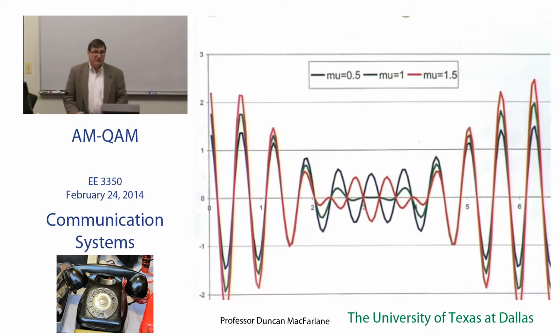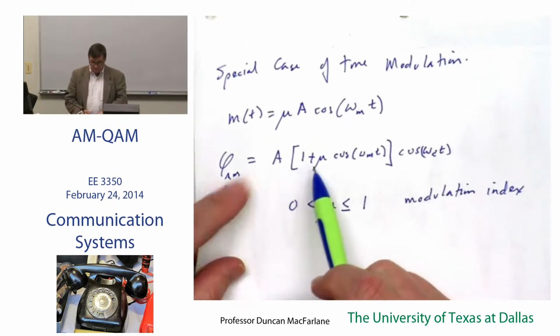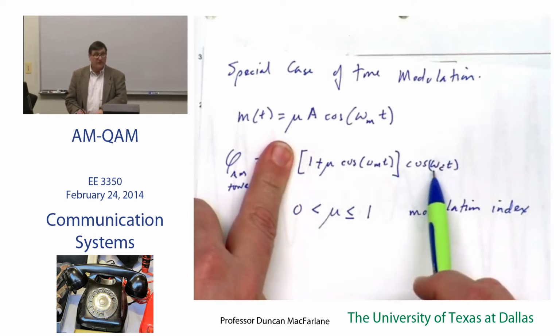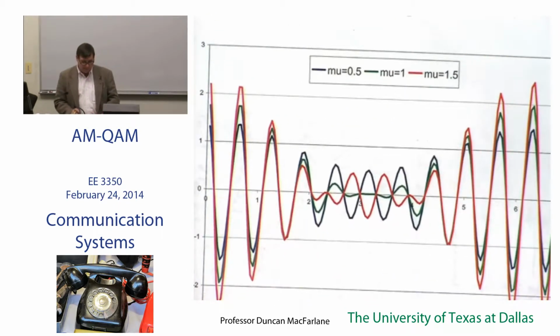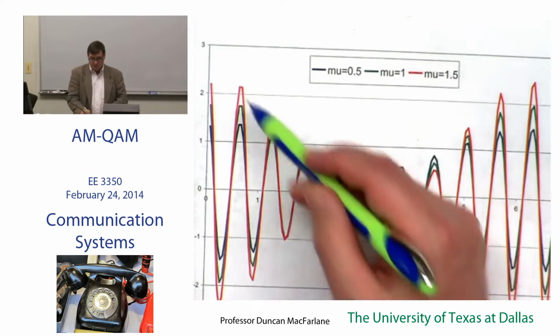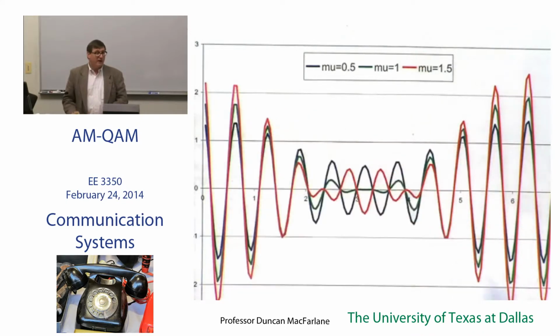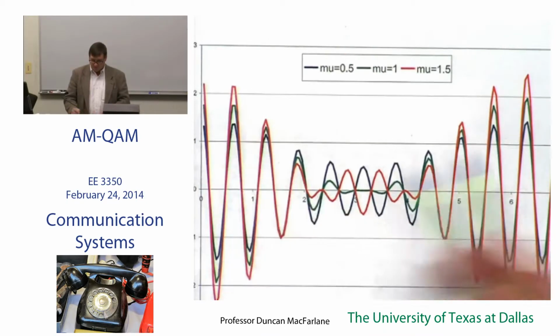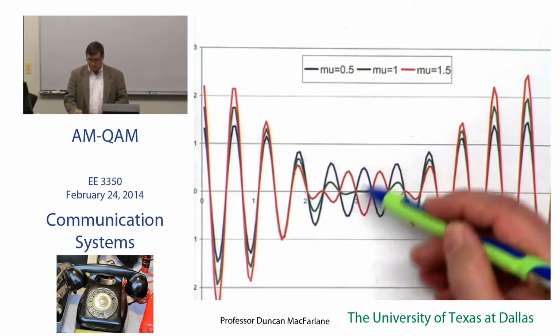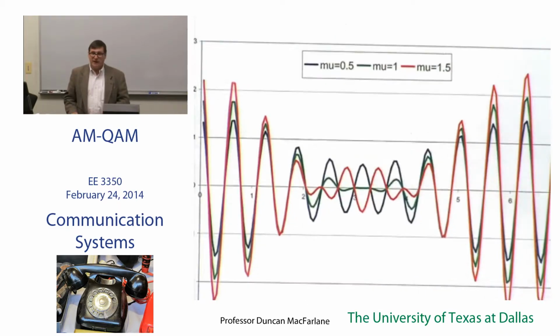What I have plotted here is exactly this function, 1 plus mu cosine omega m t times cosine omega c t. There's not much of a difference between my omega c and my omega m. Here's my envelope, and my envelope is governed by omega m. You can see maybe 5 cycles of omega c make up an omega m. So omega c may be 5, 7, I forgot what I used to plot this, but maybe 5 to 10 times more than my omega m.